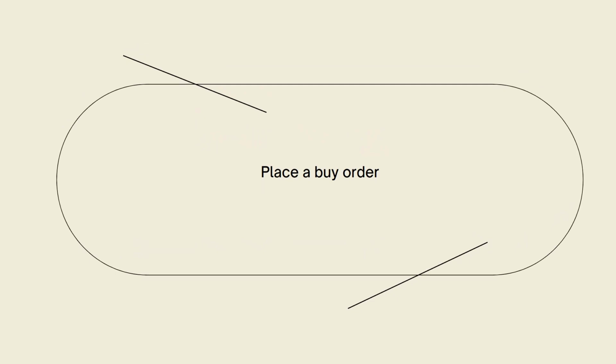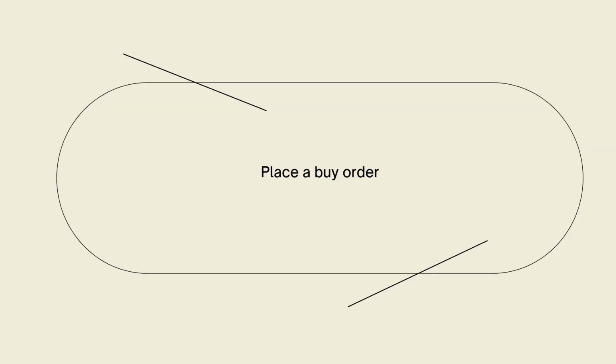Now place a buy order. Enter the amount of Pepe coin you want to purchase and specify the price at which you're willing to buy. You can choose between a market order, which is buy at the current market price, or a limit order, buy at a specific price.